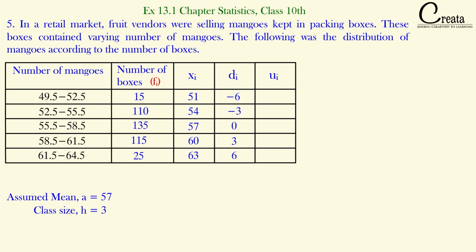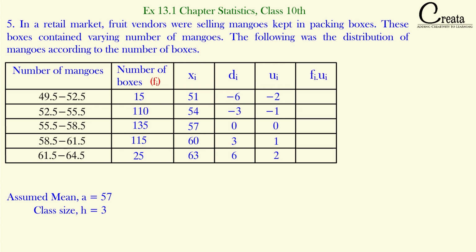Let's divide all the values of the deviation with the class size, which is h, which is 3. So let's divide all the values of the deviation by 3. We got -2, -1, 0, 1 and 2. So we got all the values of the ui. So let's find Fi into ui. Let's multiply Fi with ui.